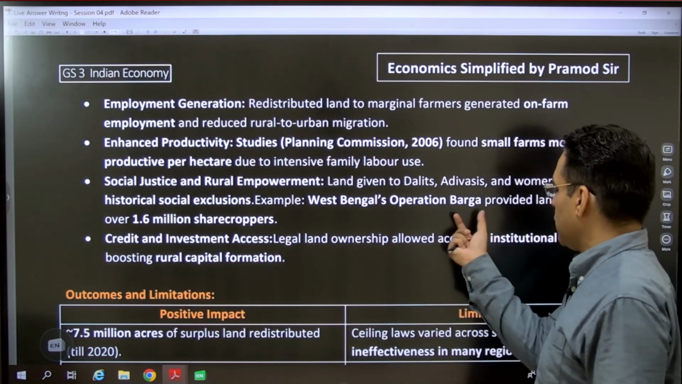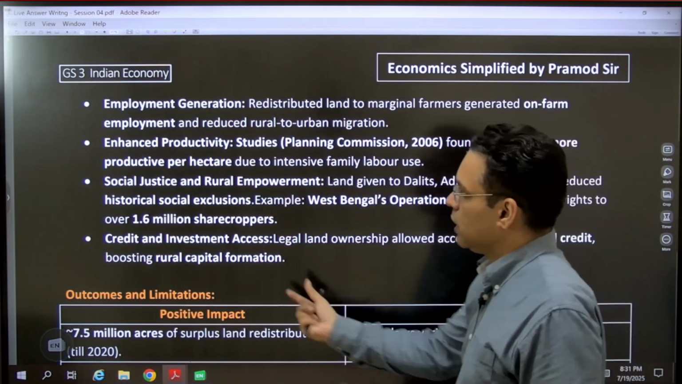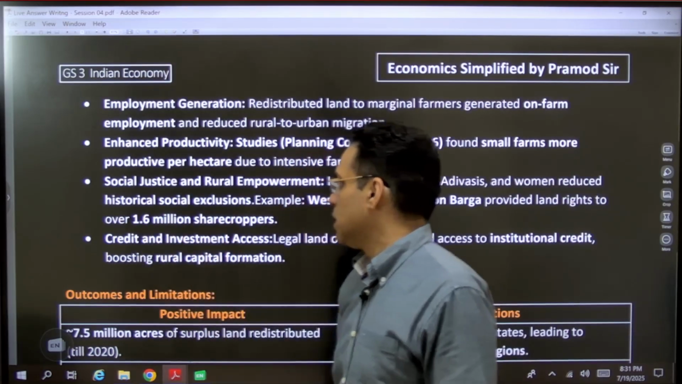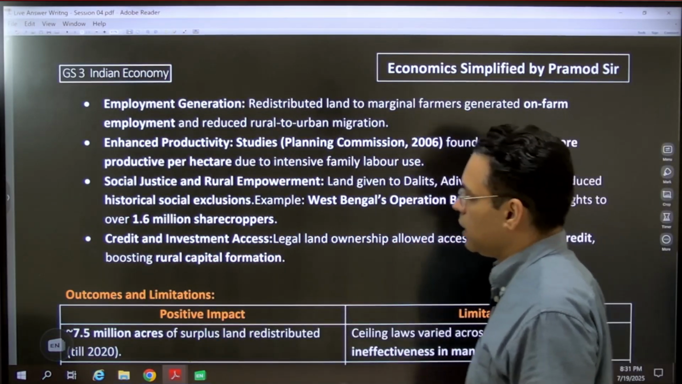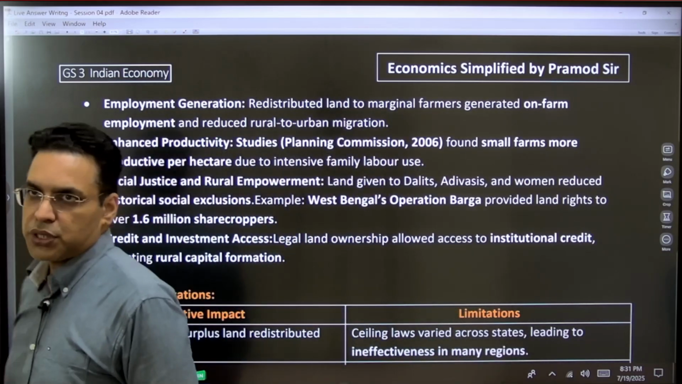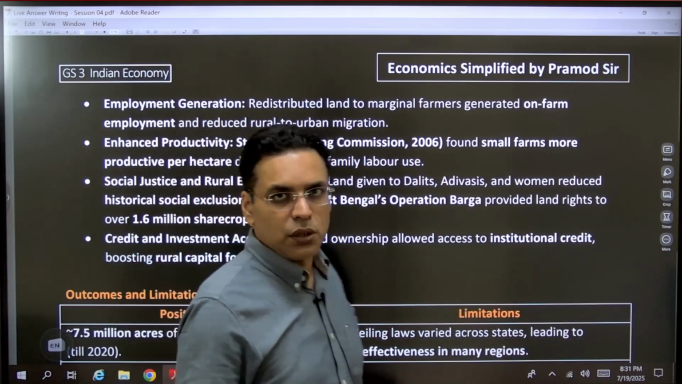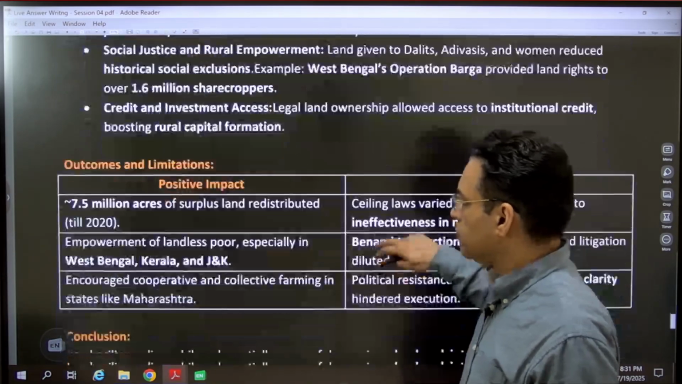Also we have data. For example, Operation Barga in West Bengal helped 1.6 million sharecroppers, created investment access, legal land ownership allowed access to institutional credit, boosting rural capital formation. So these are the ways in which land reform can be seen.